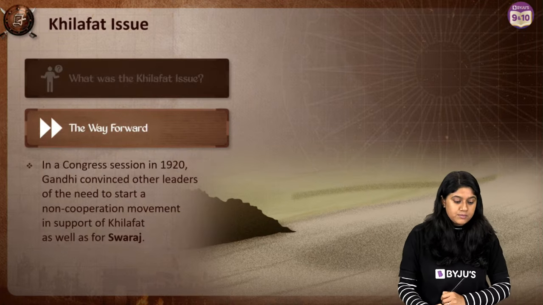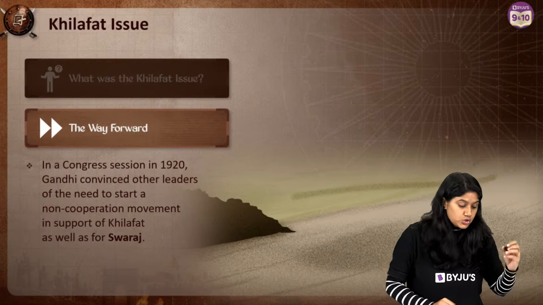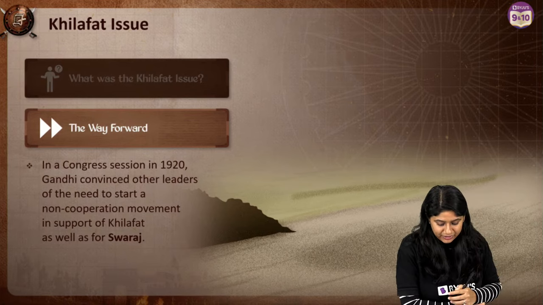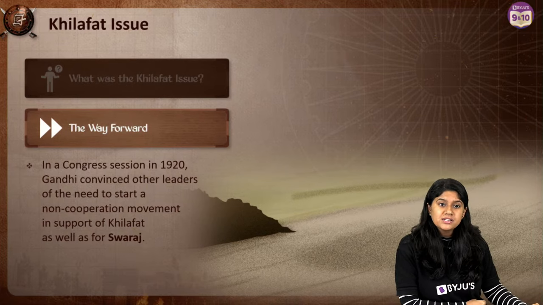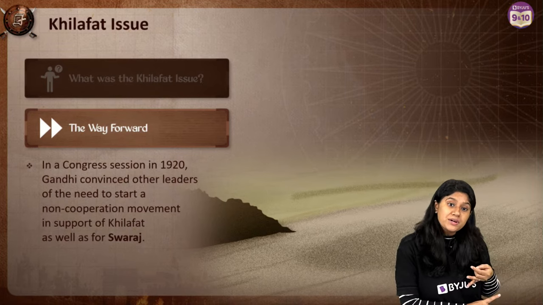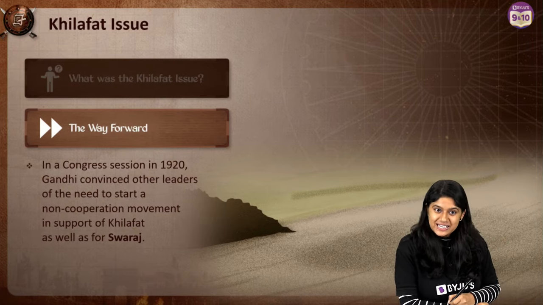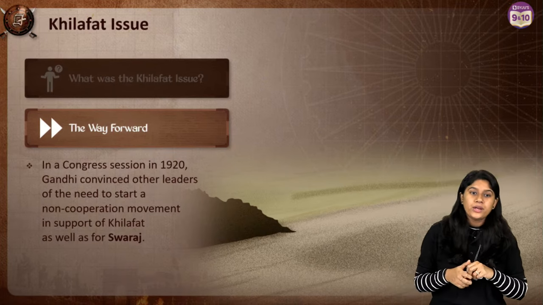So what had happened? The Ali brothers were there in Mumbai, and they supported him. They said, yes, Gandhiji, we will join you. There were two brothers, Muhammad Ali and Shaukat Ali. Who are the Ali brothers? Muhammad Ali and Shaukat Ali. Very good, Sakshi, for helping your friends out here. Two very important individuals, and we call them the Ali brothers. So the Ali brothers came and they said, yes, Gandhiji, we are with you.